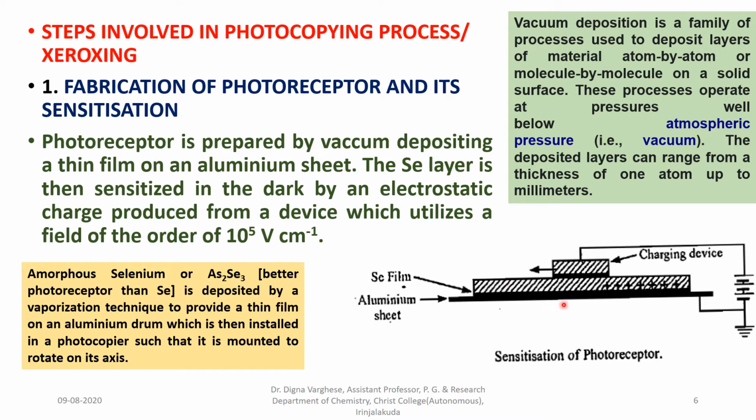The aluminum sheet coated with a thin film of selenium is actually the drum surface that can rotate on its own axis, and it can be sensitized or charged by use of a charging device in the order of 10 raised to 5 volt per centimeter. That is actually involved in the step 1 process.